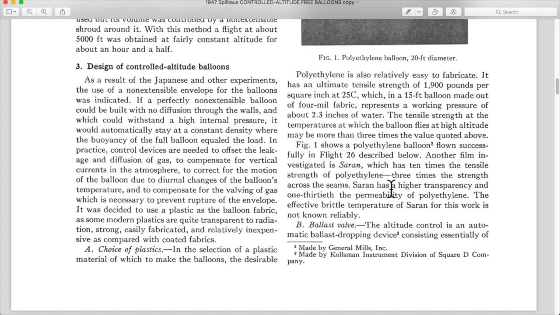Another film they investigated is Saran, which has 10 times the tensile strength of polyethylene. And yeah, that is the Saran of Saran wrap. That's pretty interesting. They tried it for balloons. 3 times the strength across the seams. Now, strength of the seams is pretty important in balloons under pressure because it's difficult to make good seams in plastic balloons.